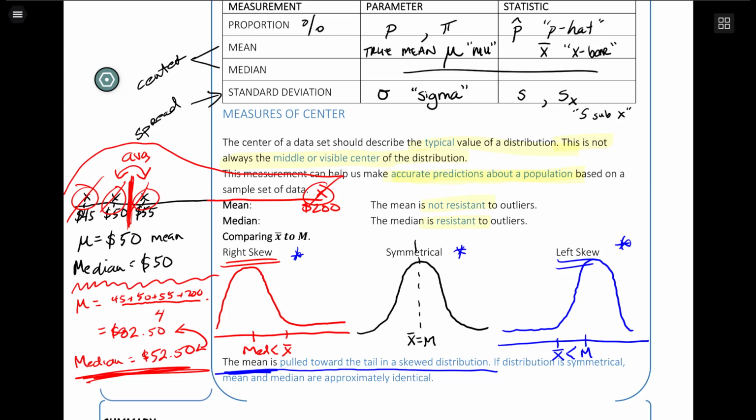If you do have a symmetrical distribution, however, your mean and median are almost always going to be identical. Now, let's go ahead and move on to measures of spread.